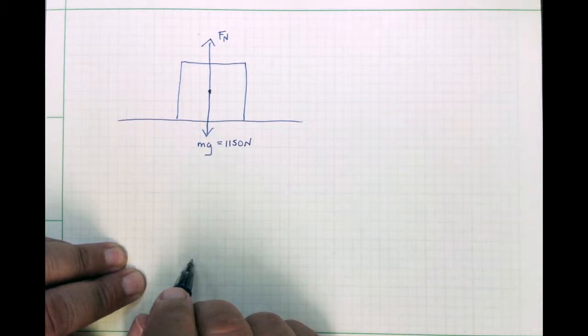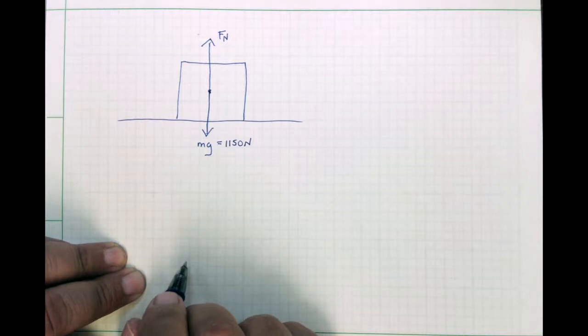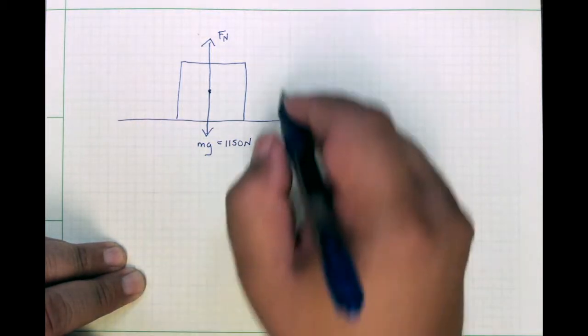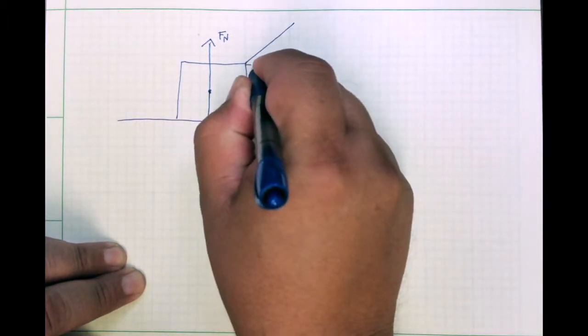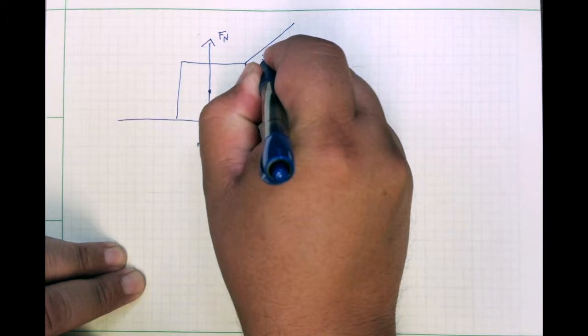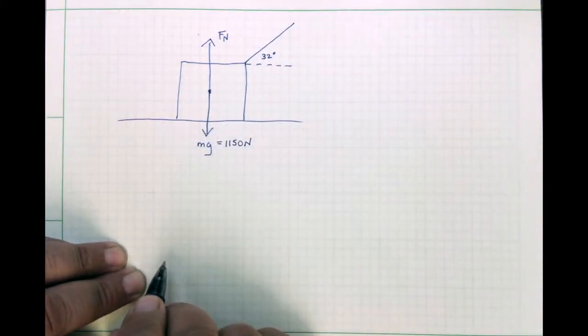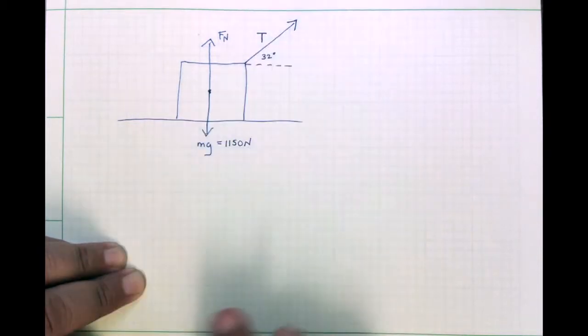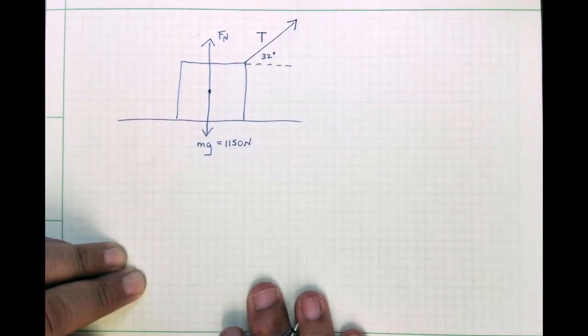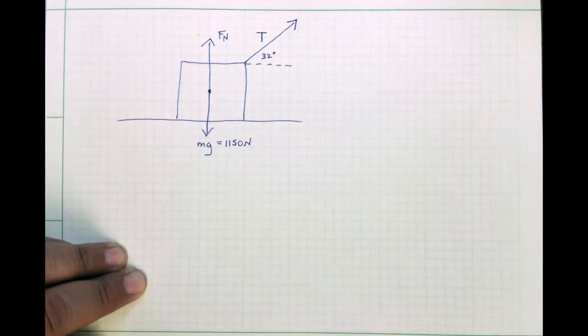And then the final force in this part of the problem is going to be the applied force, or the tension in the rope. So we have the rope going off here at an angle of 32 degrees to the horizontal, and the tension is along that rope also at an angle of 32 degrees to the horizontal. And so now we have drawn a diagram showing all the forces that are acting on the crate. Remember, there is no friction in this first example.